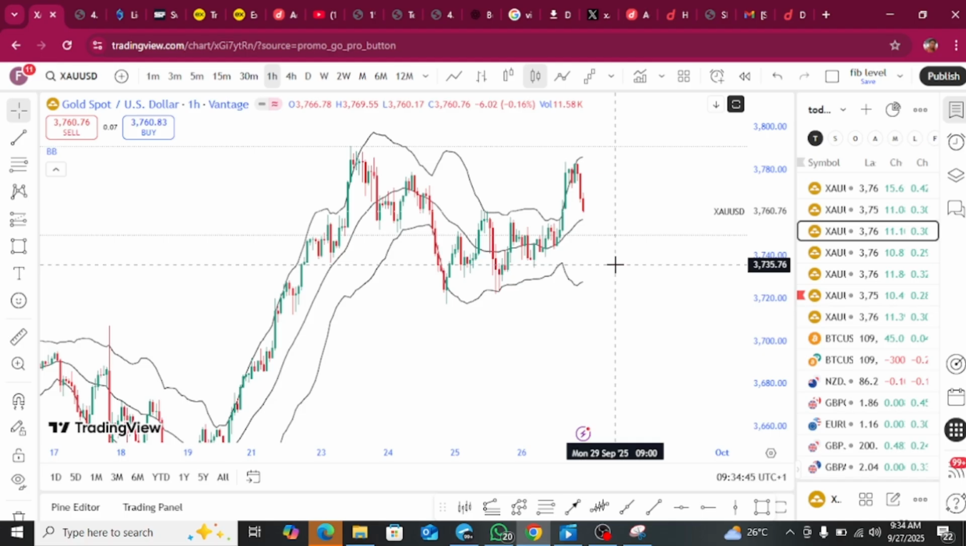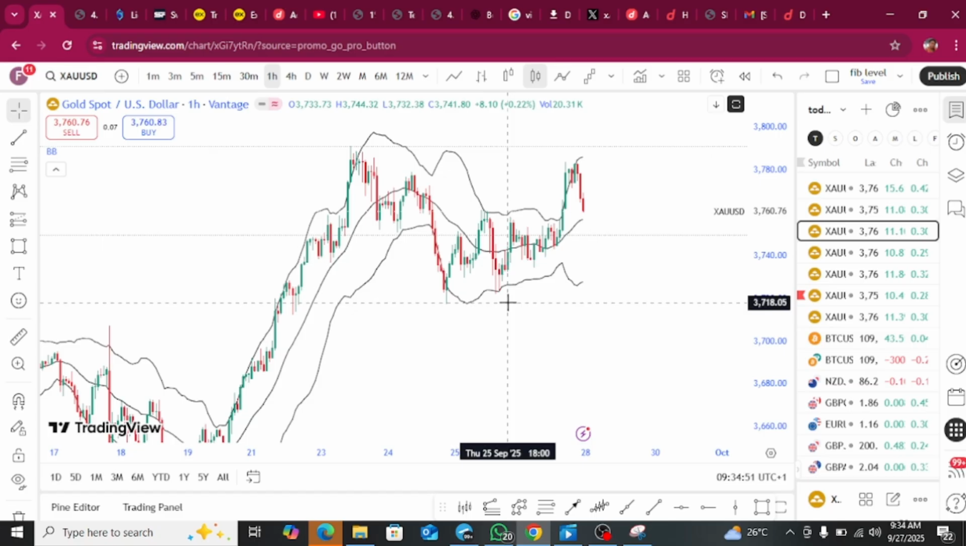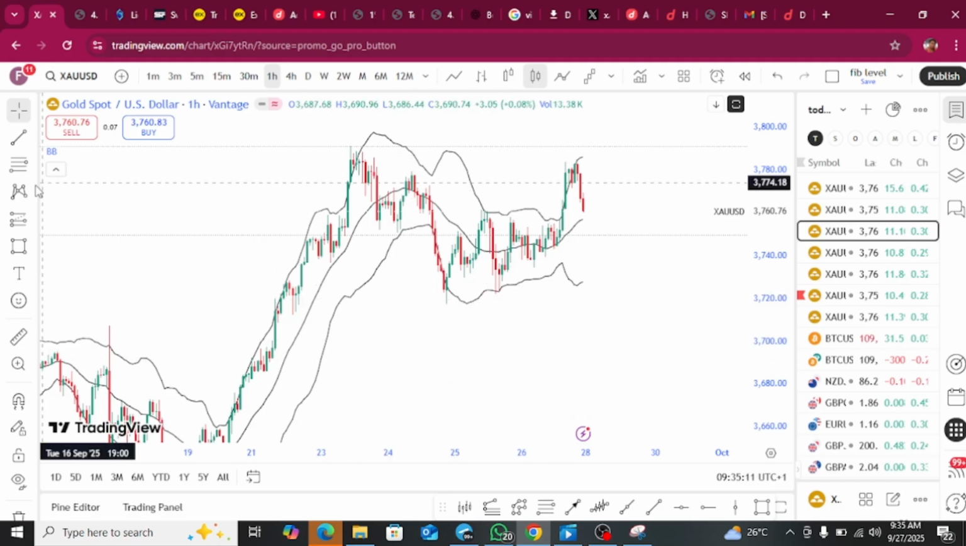So most times this will be a retail trap versus the institution entry. Now Bollinger Bands have three parts: upper band, lower band, and the middle band. Traders use them to spot overbought or oversold zones. But here is the mistake: price doesn't always reverse at the band. Just like I've shown you, price does not always reflect at the band.